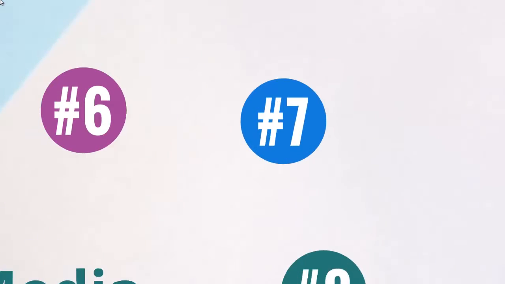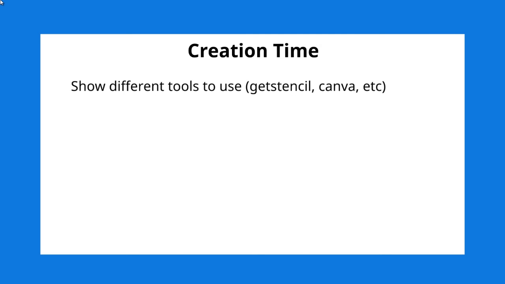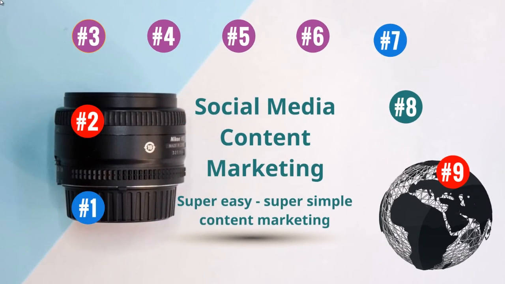Hello and welcome back. This is video number 7. And we're going to talk about creating these simple pieces of content. Now, I'm going to show you different tools that you can use to create these pieces of content. Some of them range from using a site called GetStencil, Canva, and more. I'm going to show you how to use GetStencil in just a minute.